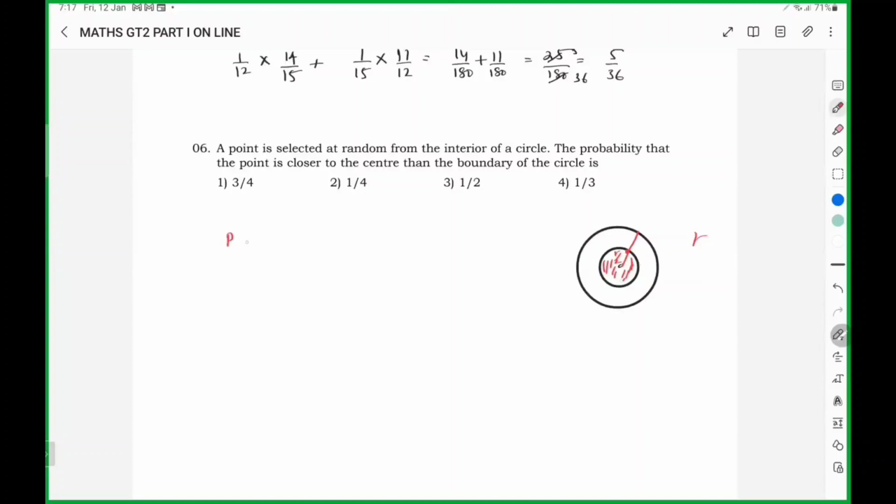So the probability that the selected point is closer to the center than the circumference is pi r square by 4, which we get as 1 by 4.